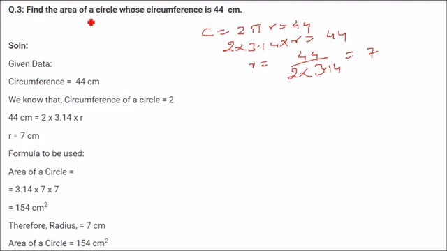Now the radius is known. The area of a circle is pi r squared. Pi r squared, so pi is 3.14, r is 7, so 7 into 7. So this is going to be 154. Now this is the centimeter square unit because it is an area.